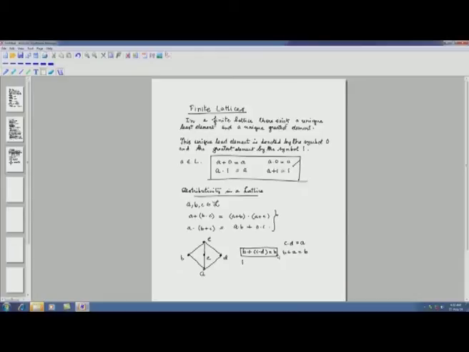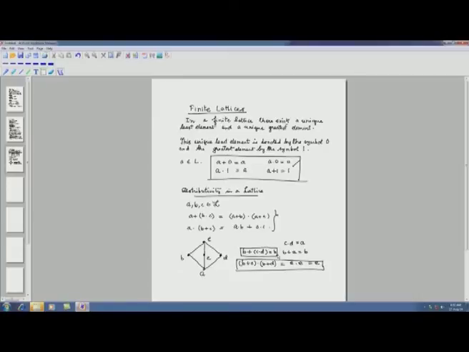If we consider B plus C and B plus D, this will mean B plus C is E and B plus D is E. Therefore, E meet E gives me E. We put this in a box.